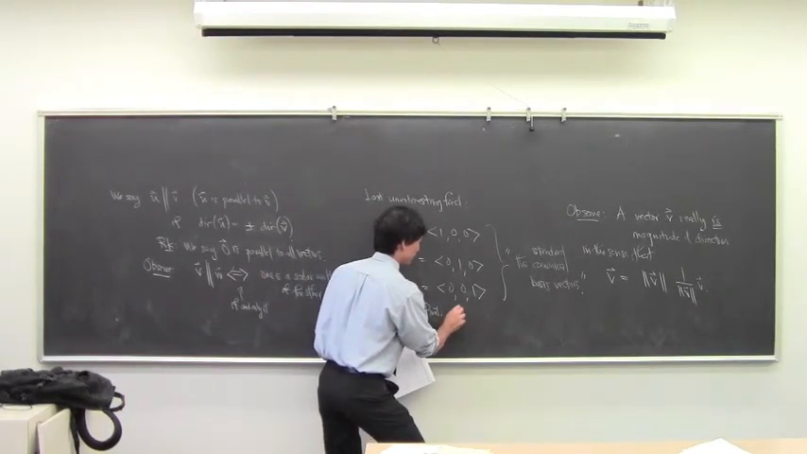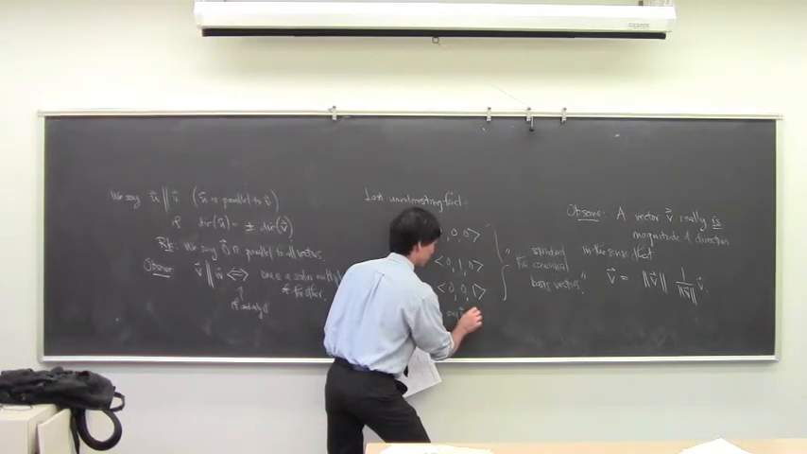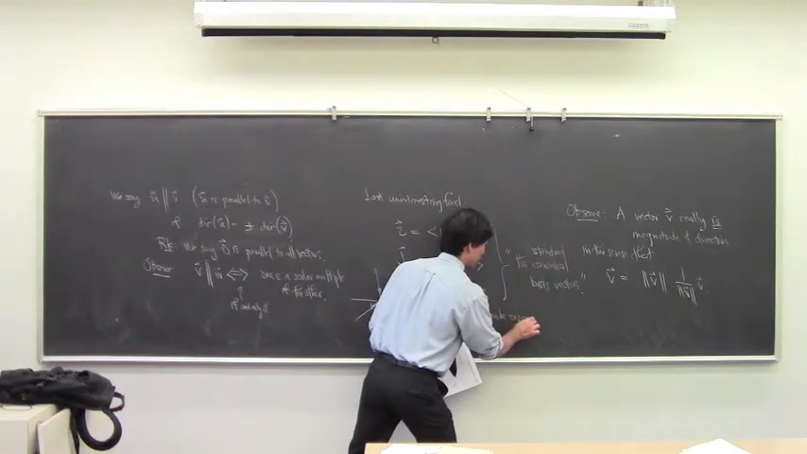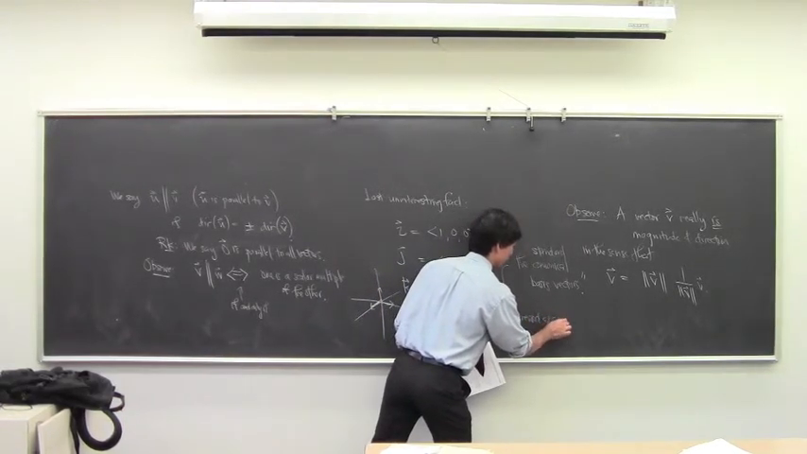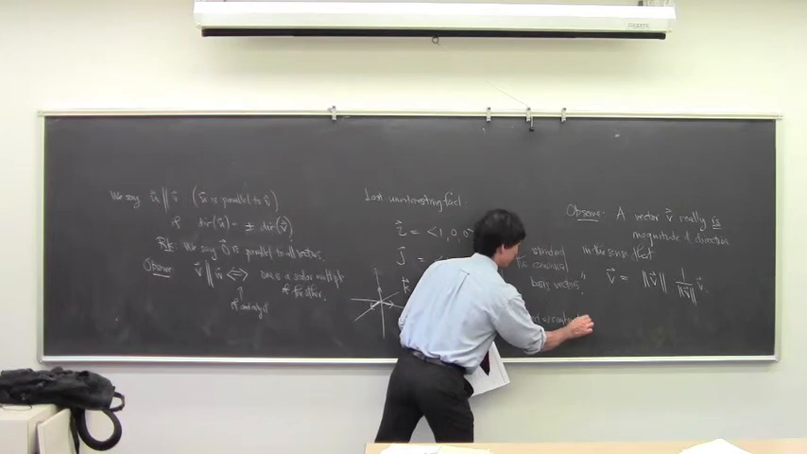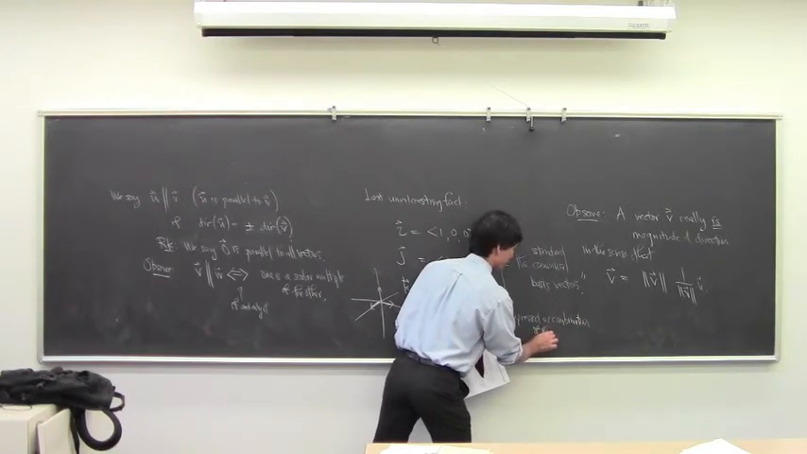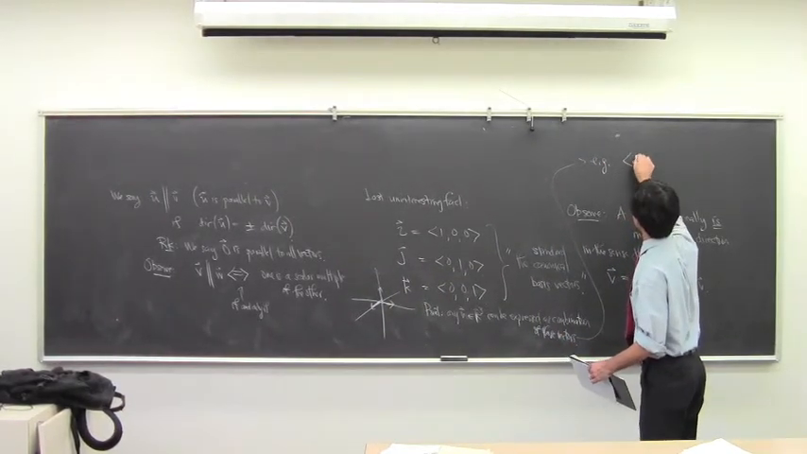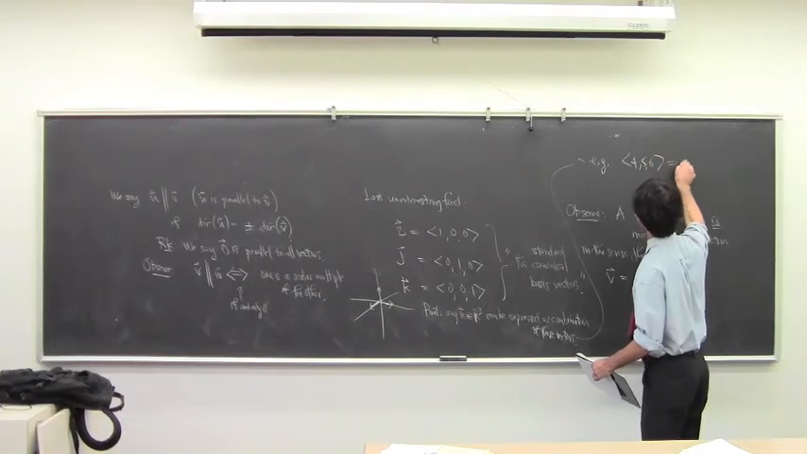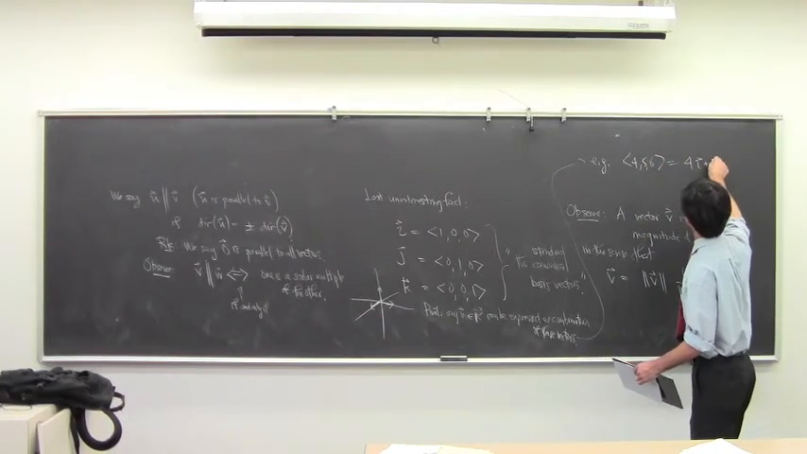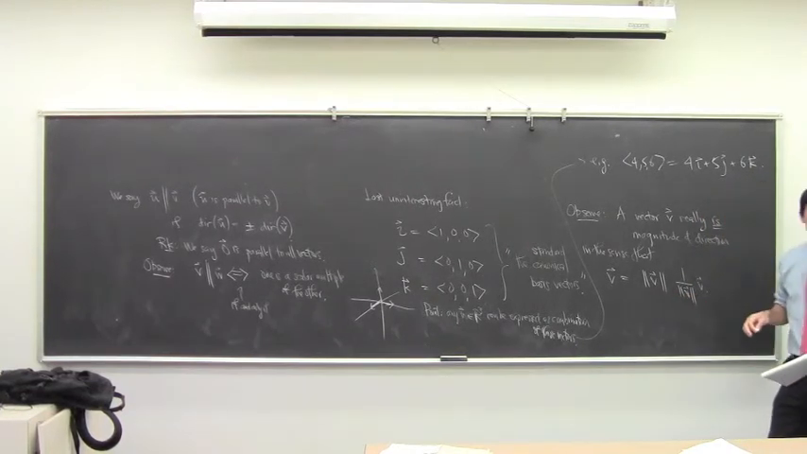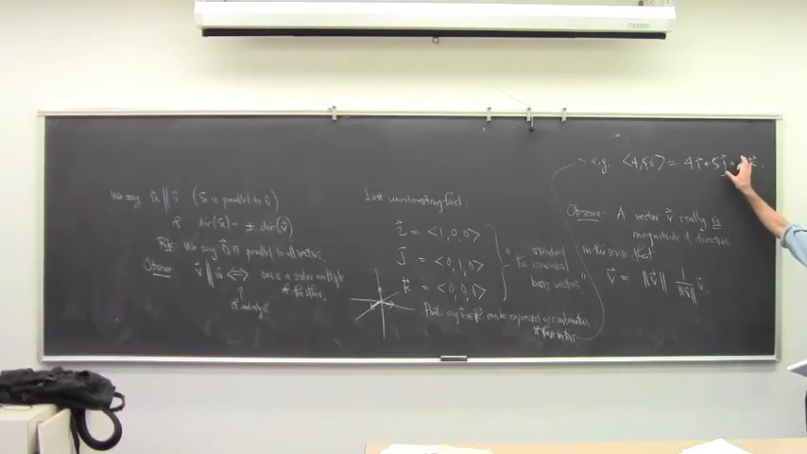Any vector can be expressed as a combination of these three in a trivial way. Like if I have (4, 5, 6) again, that could be expressed as 4i plus 5j plus 6k. Any vector can be expressed in terms of these.